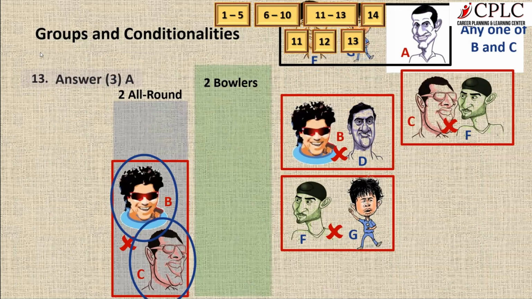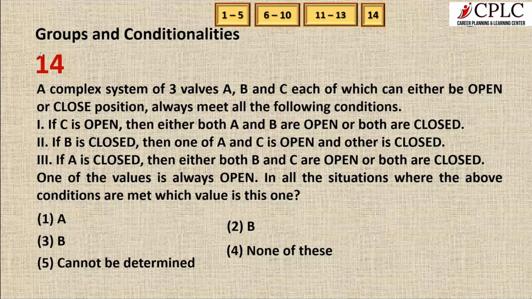Moving to the next question, a complex system of three valves, A, B, and C, each of which can either be in open or closed position, always meets all the following conditions. If C is open, then either both A and B are open or both are closed. If B is closed, then one of A and C is open and the other is closed. If A is closed, then either both B and C are open or both are closed. One of the valves is always open. In all the situations where the above conditions are met, which valve is this one?